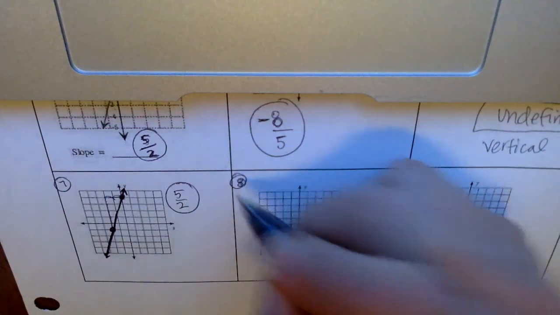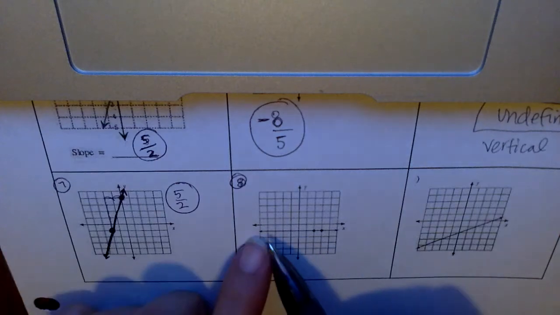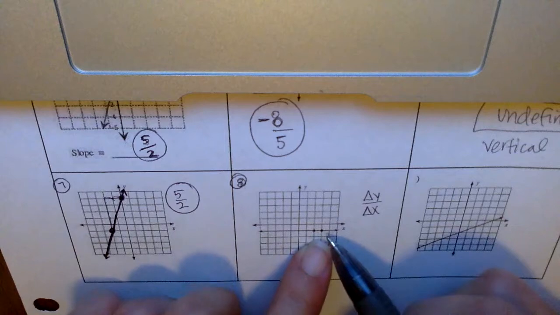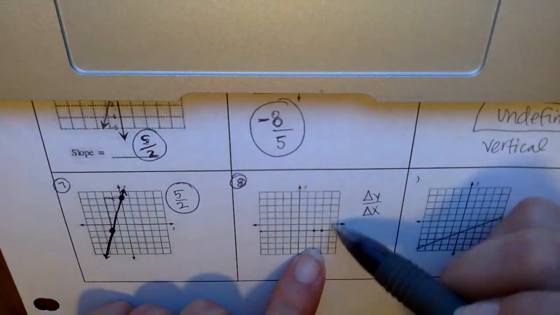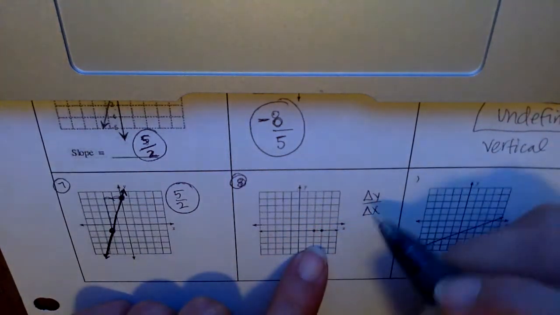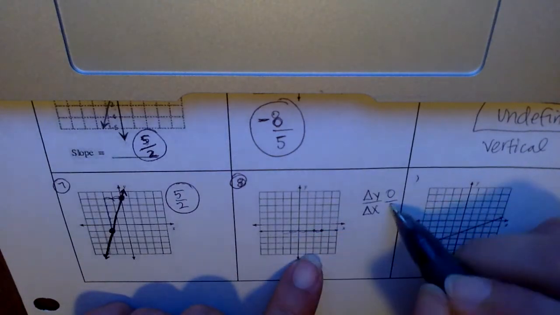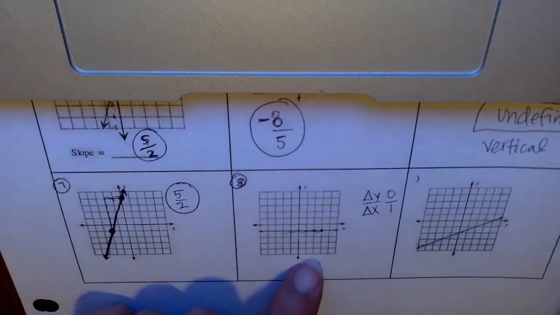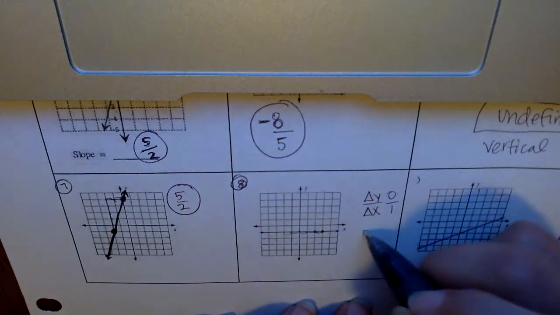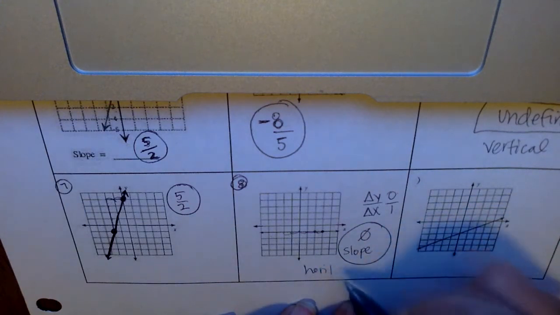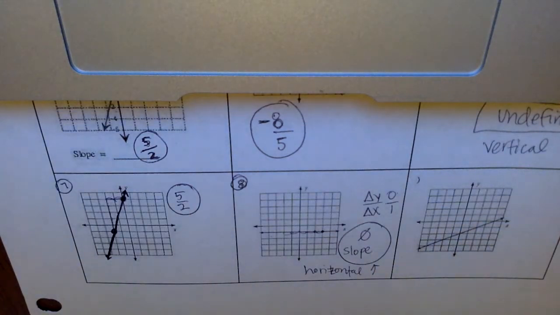Number 8 is a horizontal line. Do you see the horizontal line right here? We have 2 points, the change in y over the change in x. If we look at the change in y, up or down, it is not moving up or down, so the change in y is 0. And then the change in x would be 1, because either way you look, it's moving 1. 0 divided by 1 is 0, so this is a 0 slope. A horizontal line has a 0 slope. Vertical lines have an undefined slope, horizontal lines have a 0 slope.